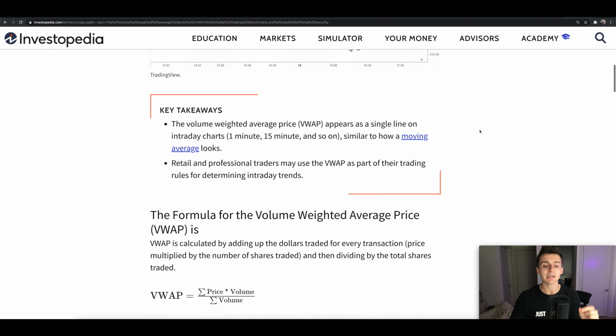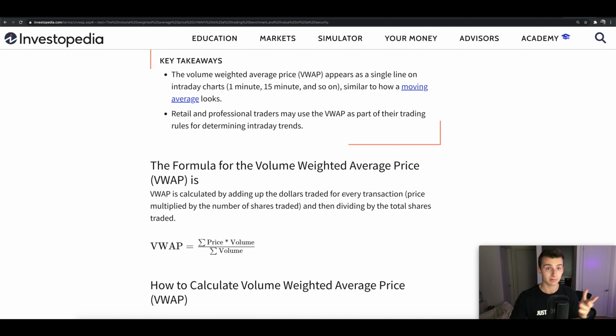Because if we dive a little bit deeper, here's the actual formula for those who want to get into this. It's the sum of the price times the volume over the sum of the volume.